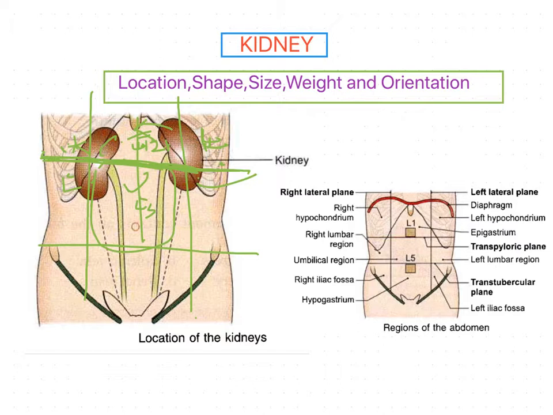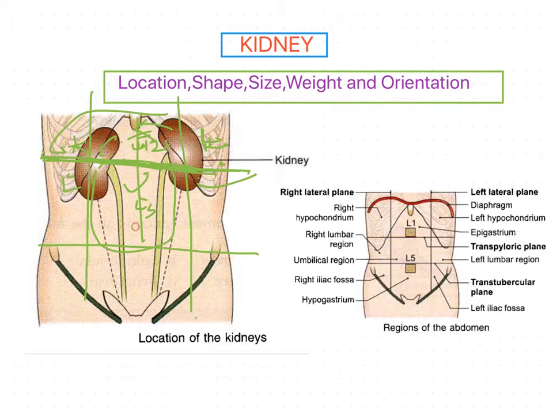So by seeing this, we can easily identify that the right kidney is somewhat located lower than the left kidney. Why? Because on the right side the liver occupies most of the space. So because of the location of the liver, the right kidney is located somewhat at a lower level than the left kidney.